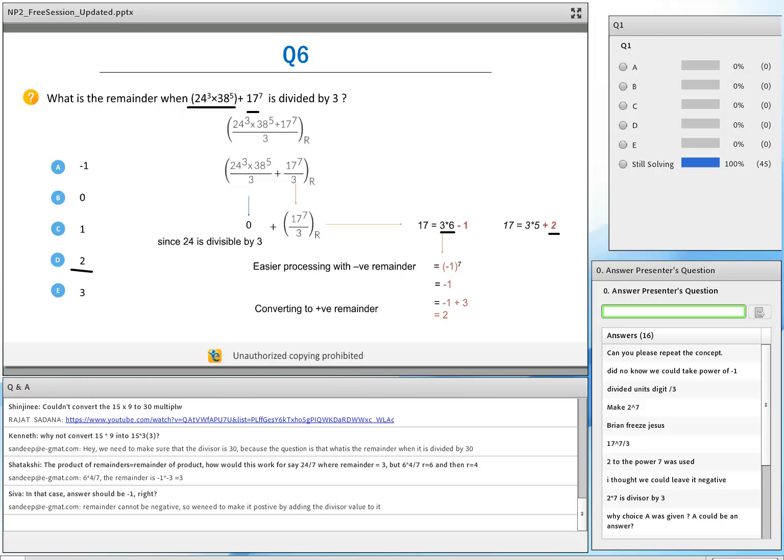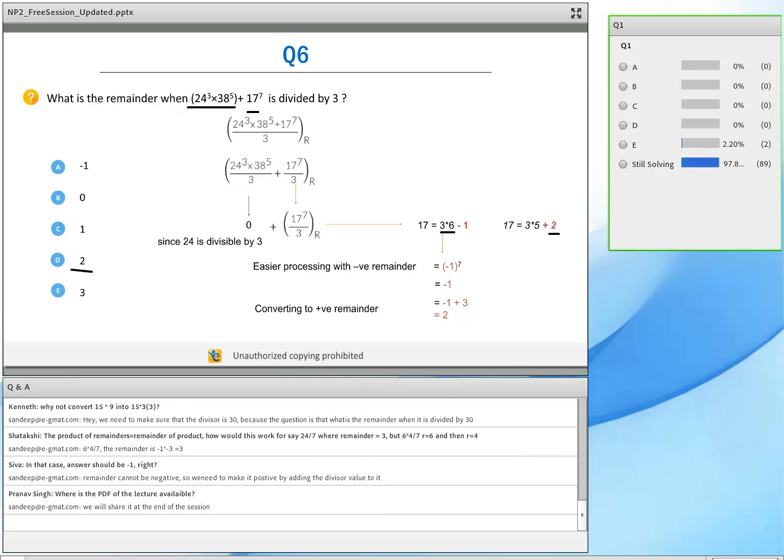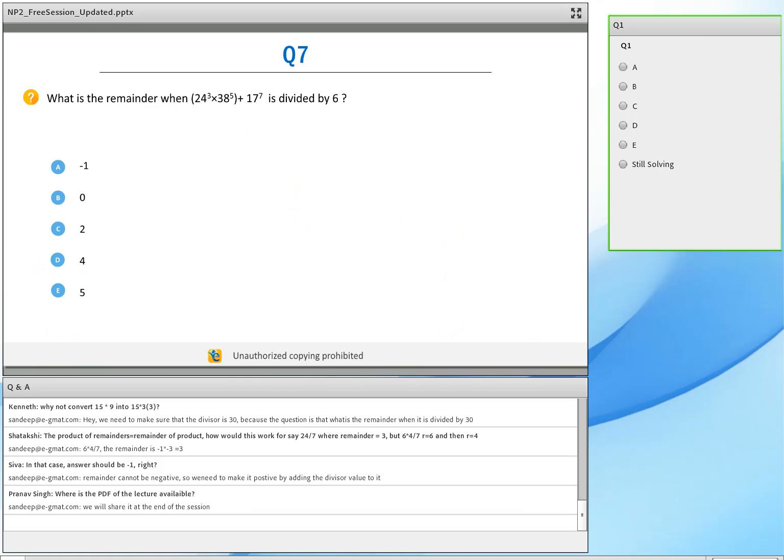Okay, let's get 80 people to say still solving. 80 people. 5, 4, 3, 2, and 1. Great. Let me remove broadcast results. Here is the last question before we go into those data sufficiency questions.